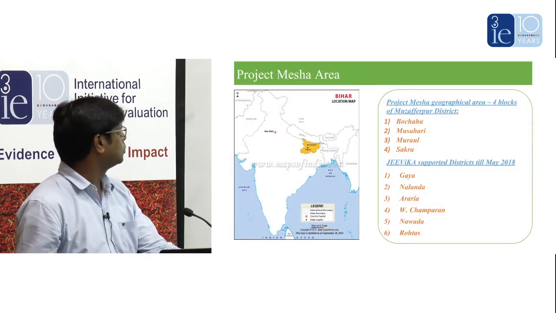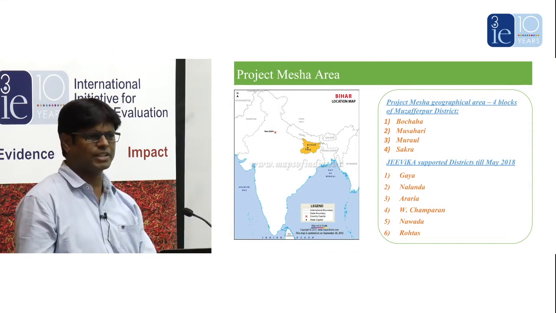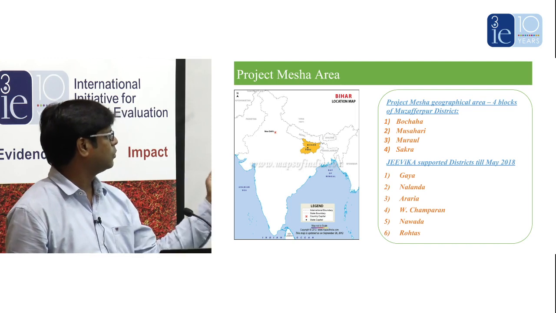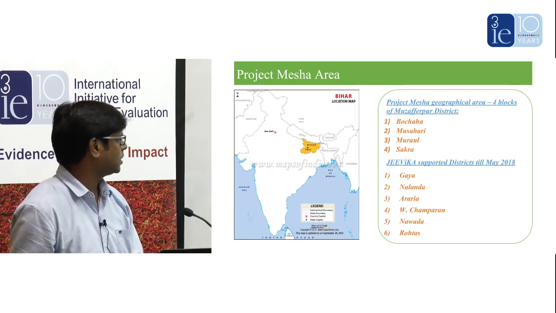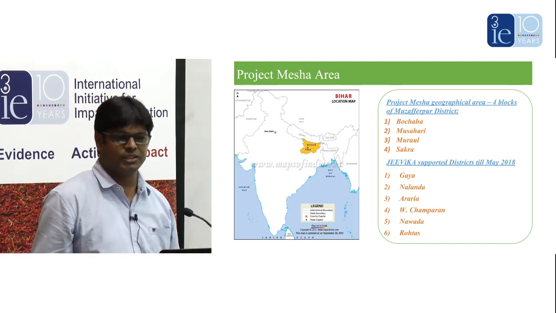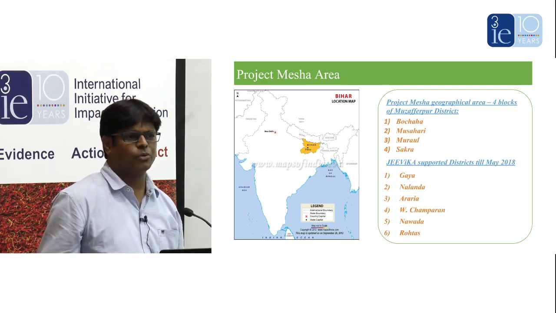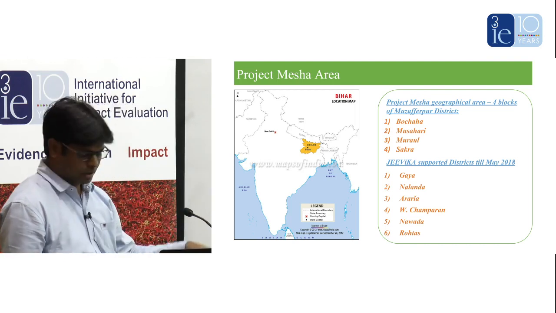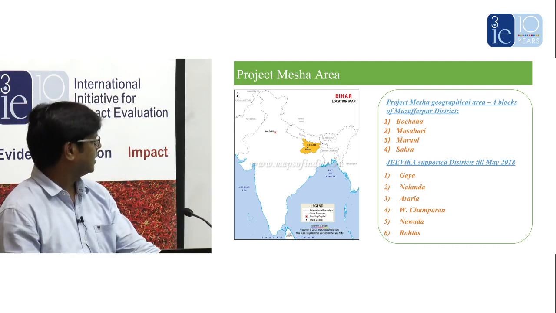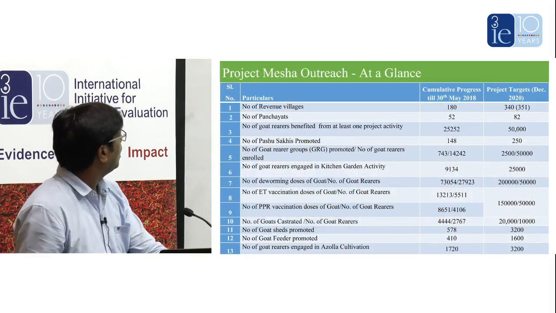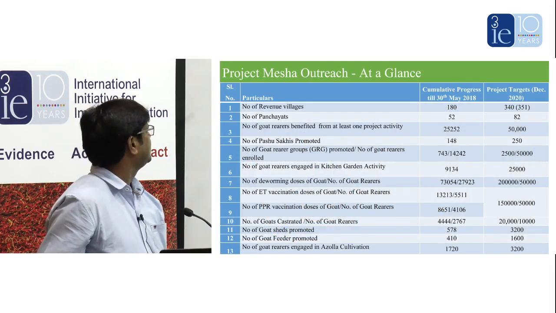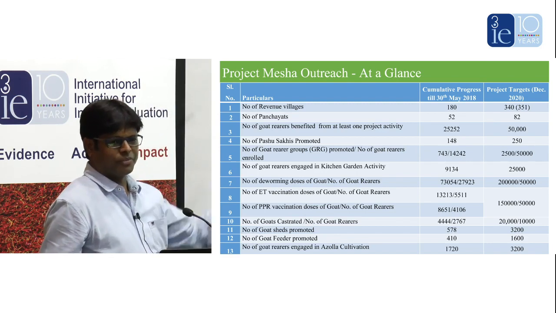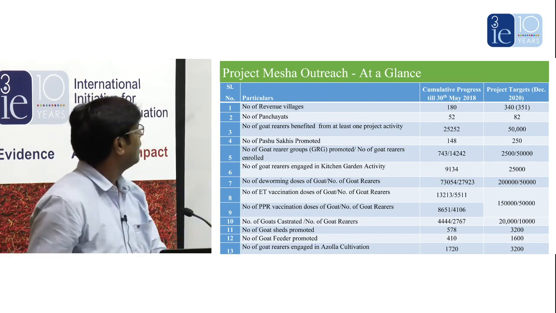So I will go through some project progress, what exactly we are doing. In 4 blocks of Muzaffarpur, we are trying to implement the whole program, and we have already touched upon 6 districts of Jivika. And this year we have planned to reach 9 districts of Jivika. So these are the outreach numbers we have achieved till 2018. On the right hand you will see the project target and what we have reached till now.